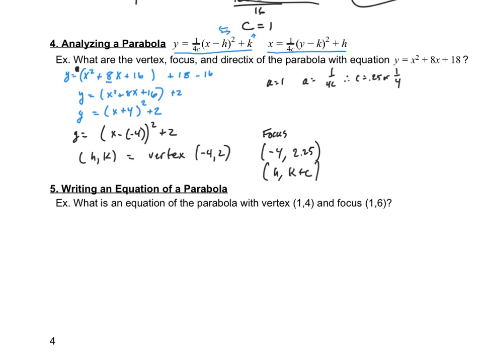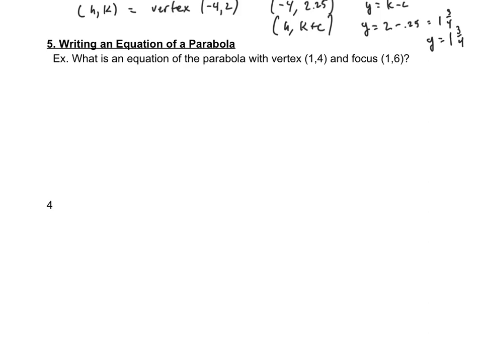What more do we need to find out? We have our focus, we have our vertex, and then the directrix. Well, the directrix is also going to be equidistant from the vertex. So the directrix is going to be y equals k minus c, and we know that k is 2 and c was 0.25, so y equals 1 3/4 is going to be the line for your directrix.